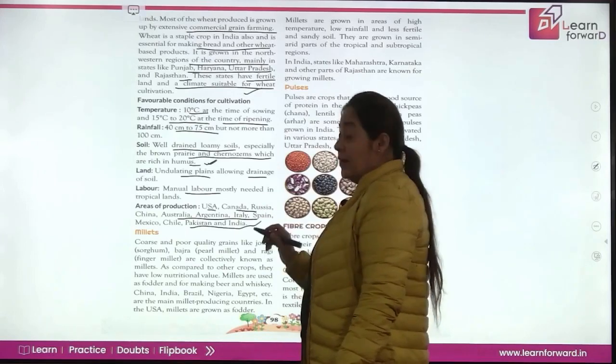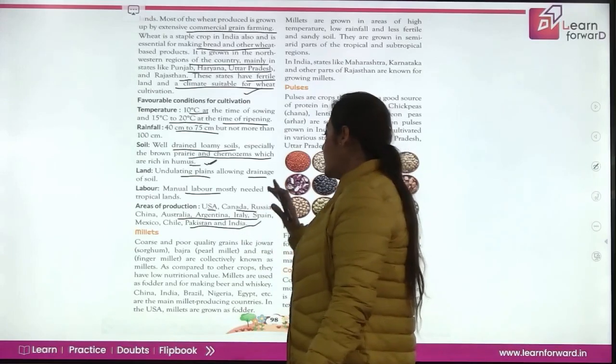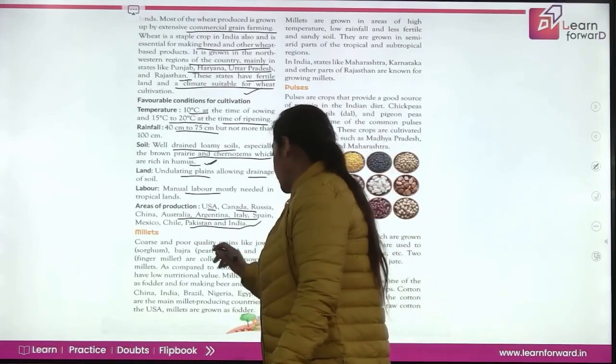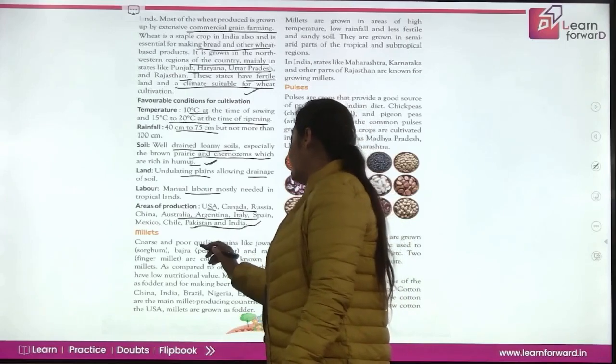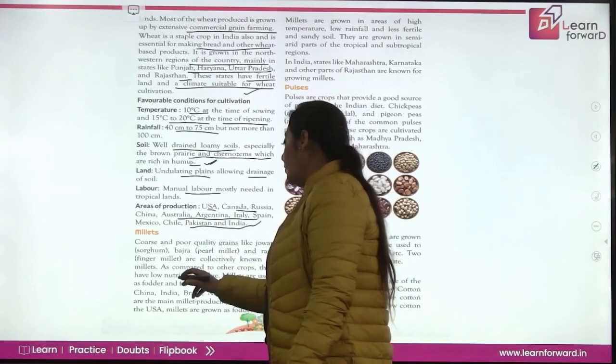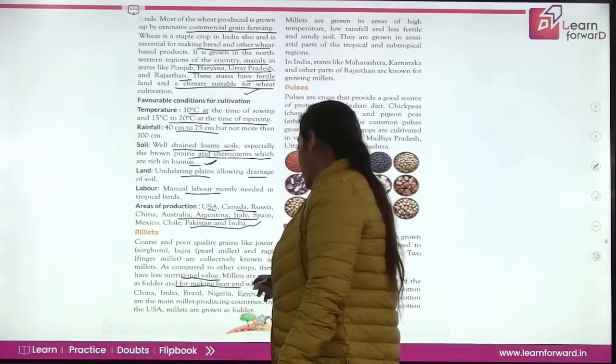Now if we talk of millets, which have actually taken a rise in the last few years, coarse and poor quality grains like jowar, bajra and ragi, which are very good in nutrients, are known as millets. As compared to other crops, they have low nutrition value. Millets are used as fodder and for making beer and whiskey.